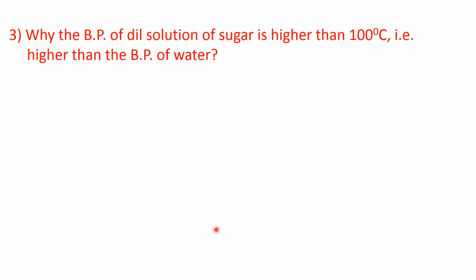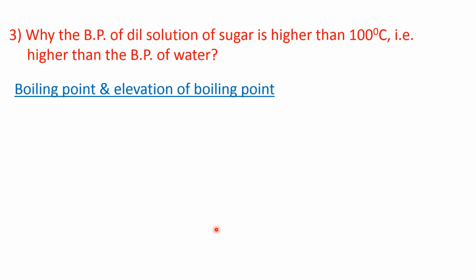Now coming to the third question. Why is the boiling point of a dilute solution of sugar higher than 100 degrees centigrade, that is, higher than the boiling point of water? First we will explain boiling point and then elevation of boiling point.